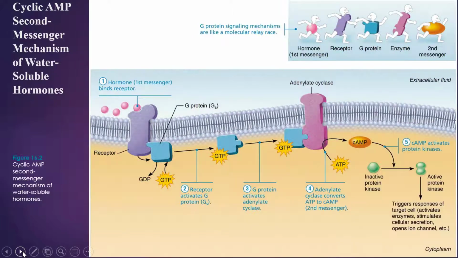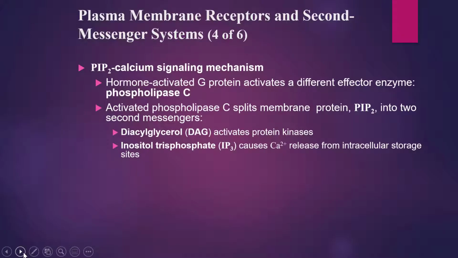second messenger. The second messenger now will activate the protein kinases, and these protein kinases will trigger responses of target cells. These will activate enzymes, stimulate cellular secretion, and open ion channels. They can do pretty much a lot of things for as long as they are activated by the kinases. Then you have the second type, which is called the PIP calcium signaling mechanism.